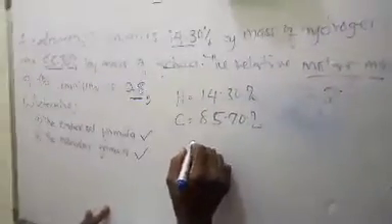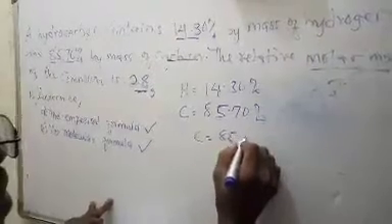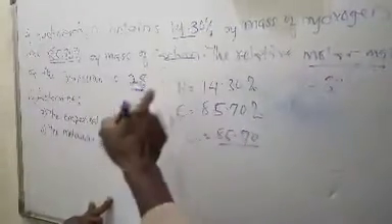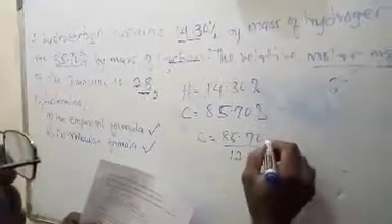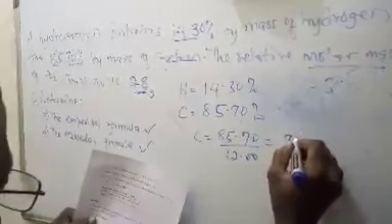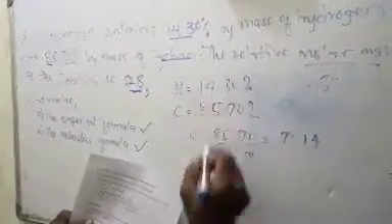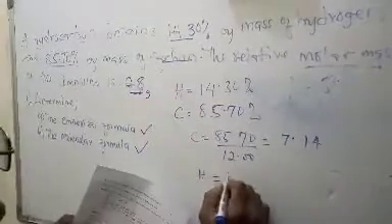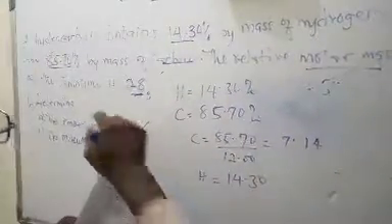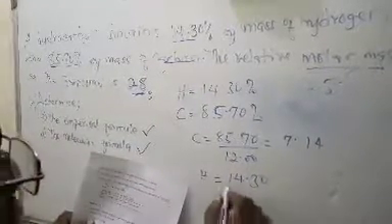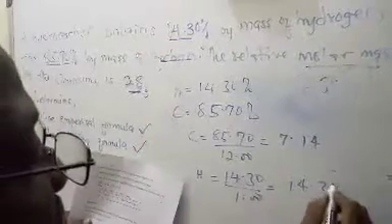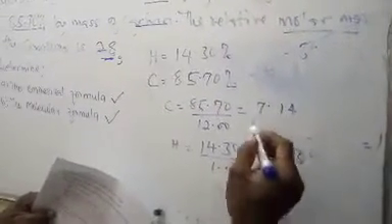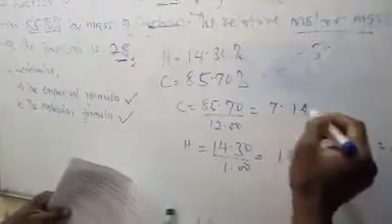What we do is, carbon is equal to 85.70 divided by the molar mass of carbon, which is given to be 12.00. It will give us 7.14. We'll now look at the percentage composition of hydrogen, which is 14.30. The molar mass of hydrogen given here is 1.00, so 14.30 divided by 1.00 will give us 14.30. Now to determine the empirical formula, you have to divide through by the smallest number. And what is the smallest number between 7.14 and 14.30?